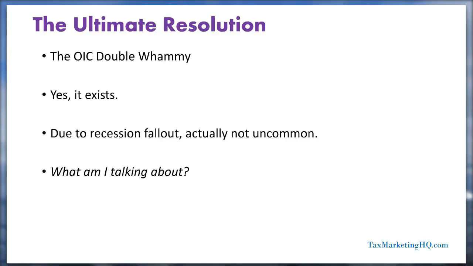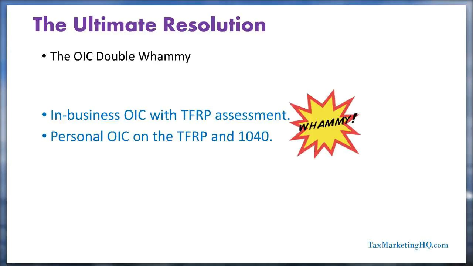The offer in compromise double whammy. Yes, it exists. Yes, it's real. Yes, you'll do a few of them if you're doing a high volume of 941 work. And in the 2008 to 2010 timeframe in particular, there were a lot of these due to the recession. What on earth am I talking about?